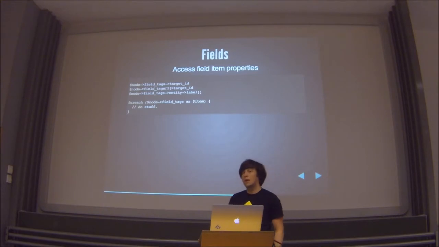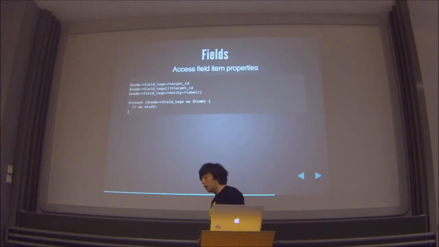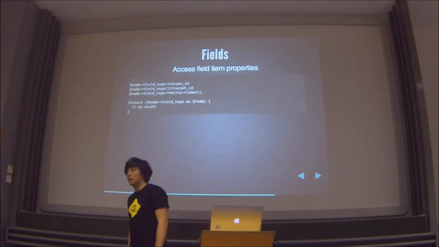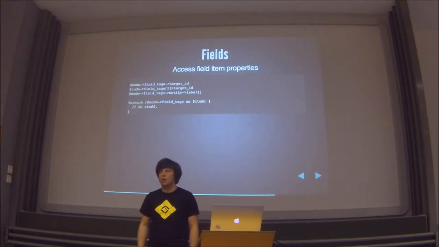Yes. It's another magic. It's called magic getters and setters. And there is a default: if you don't provide an index or offset in the array access, it automatically fetches the first one. And it's always the first one. It doesn't matter if your field has a cardinality of 1 or 2 or unlimited. It's always the first one.